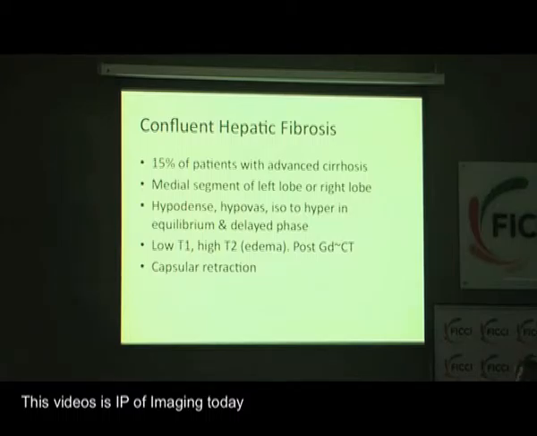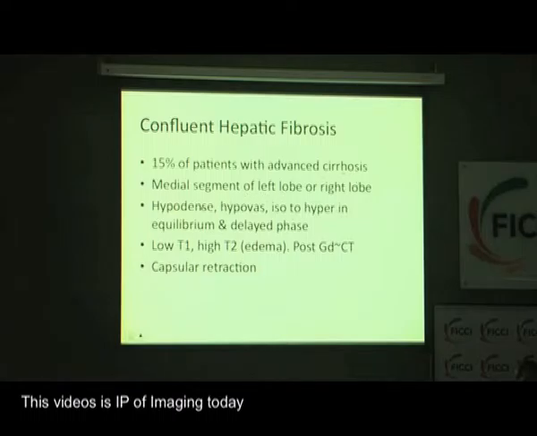This is another entity, confluent hepatic fibrosis, which is often mistaken for mass lesions. It occurs in a significant percentage of patients with advanced cirrhosis. It's usually the medial segment of the left lobe or the right lobe which gets involved by this entity.